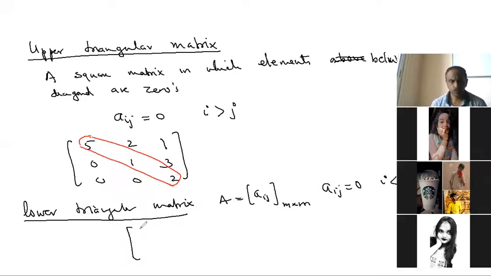Example: 2 0 0, 1 3 0, 0 2 1. So the elements above the diagonal are zeros. Then we call it a lower triangular matrix.